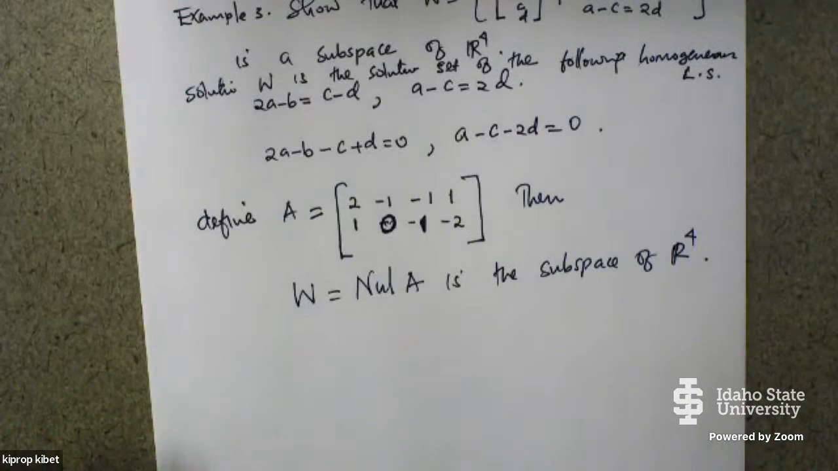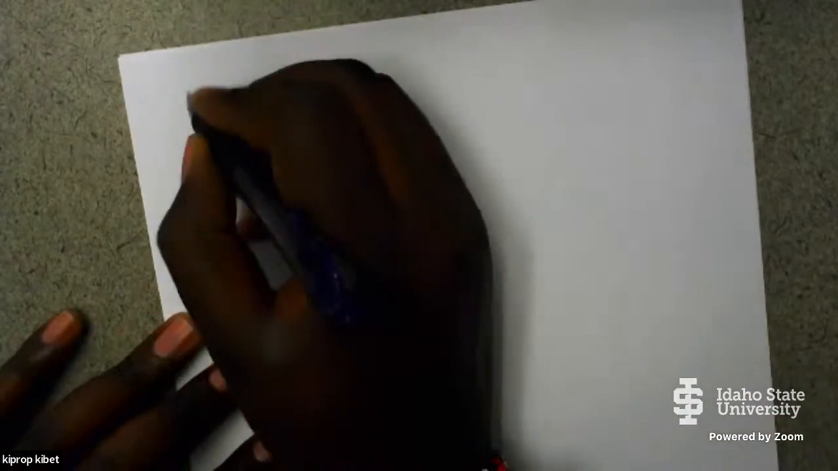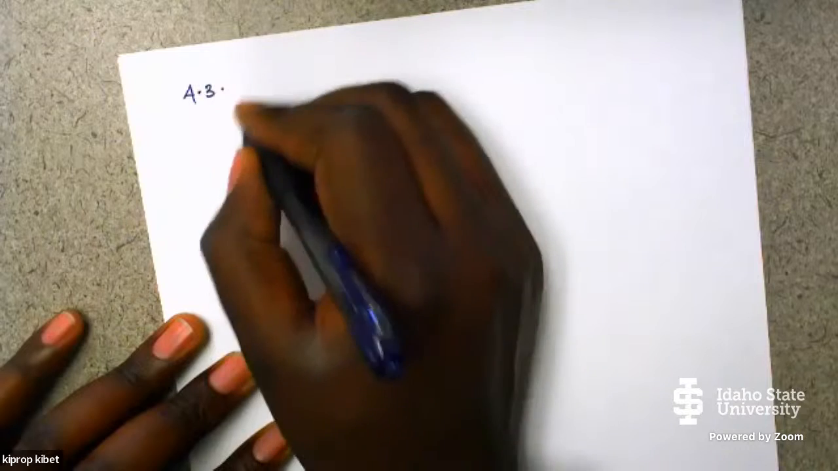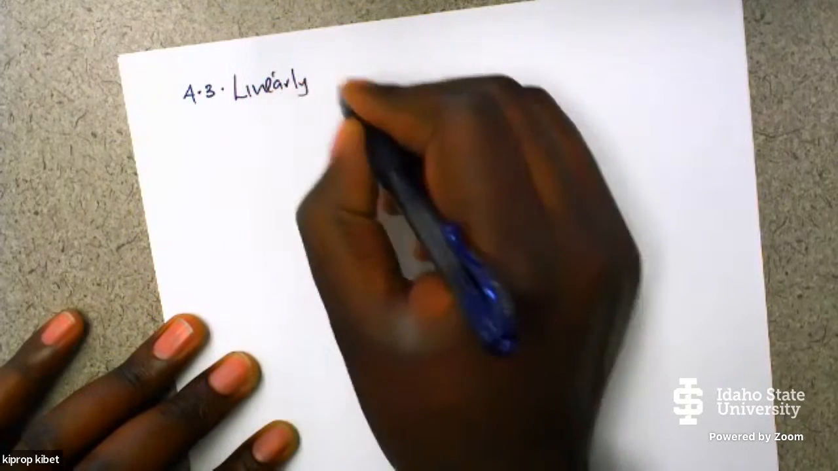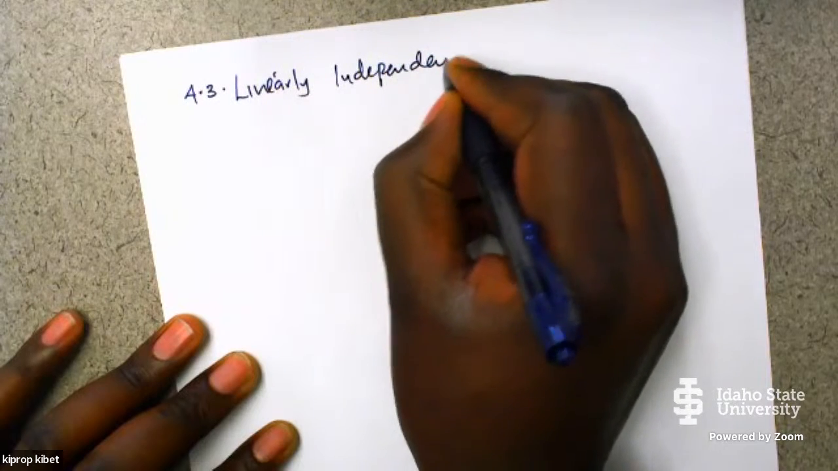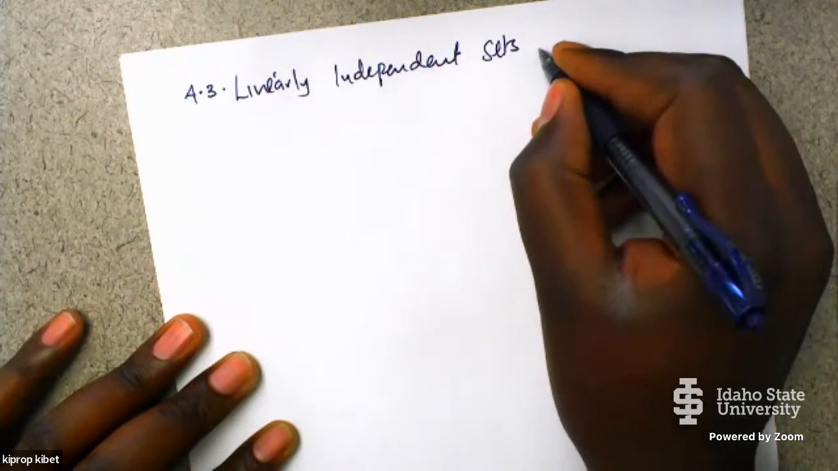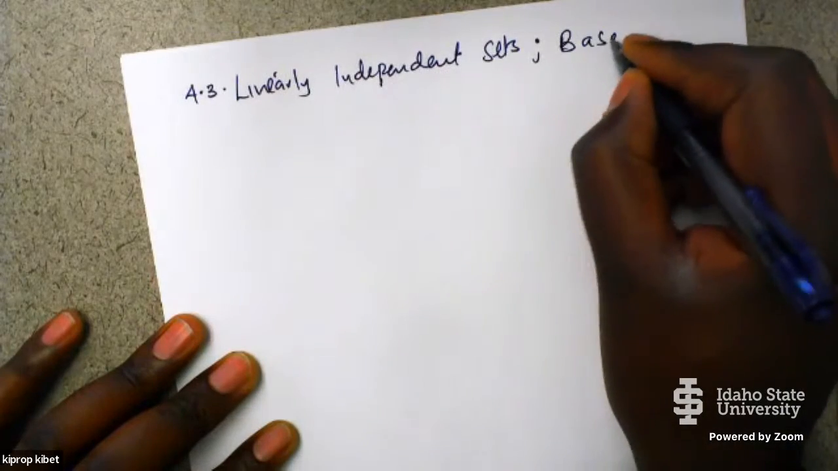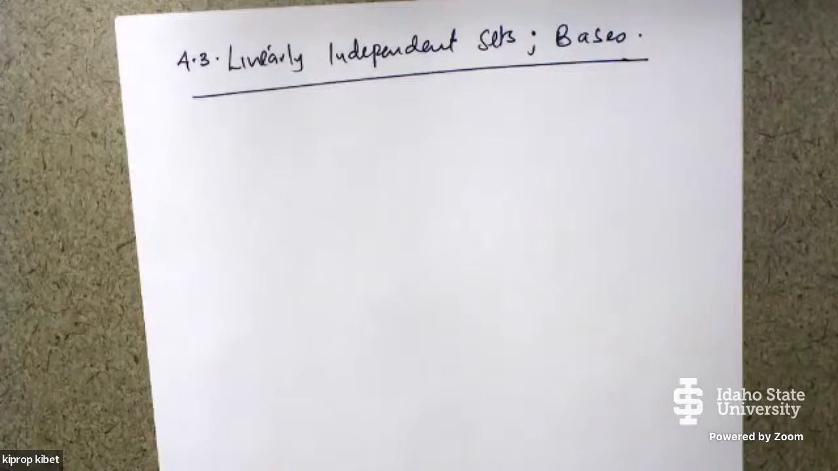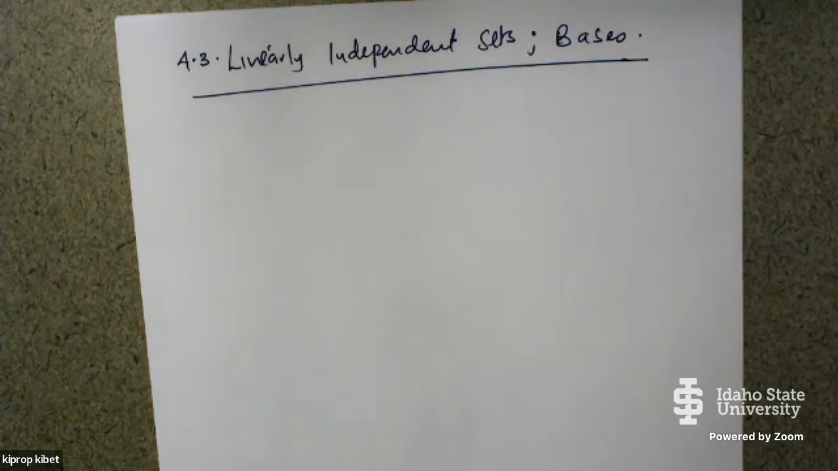So let's look at the next section here, which is section 4.3. And this is linearly independent sets. And also we'll look at the basis, the linearly independent sets. So we already defined linear independence, but we can still see some definition here. I think I also gave you this one in the first example.